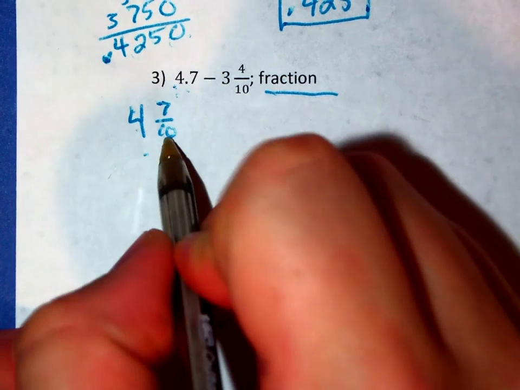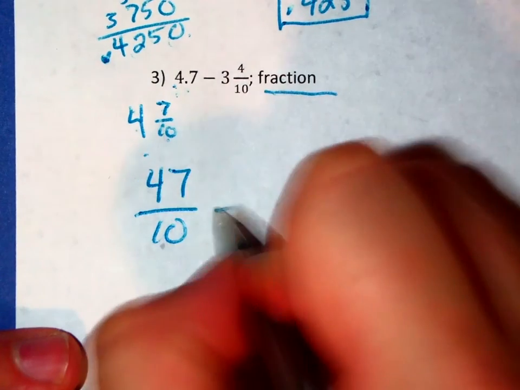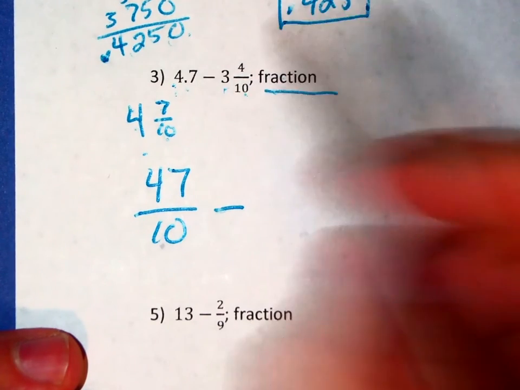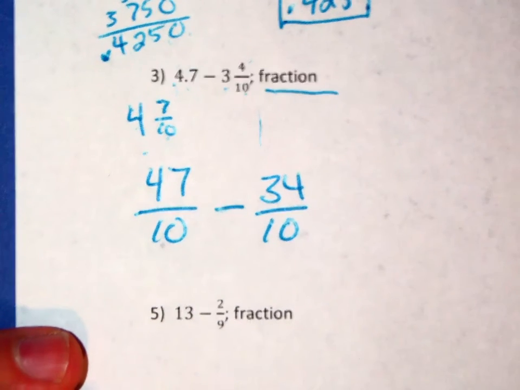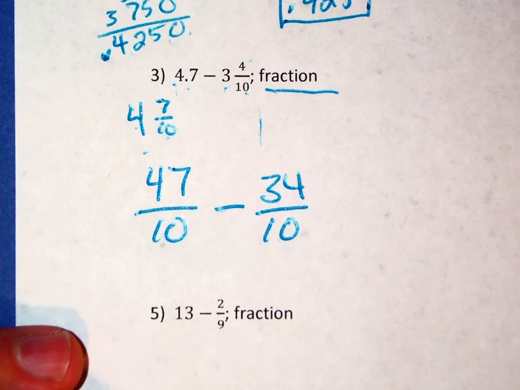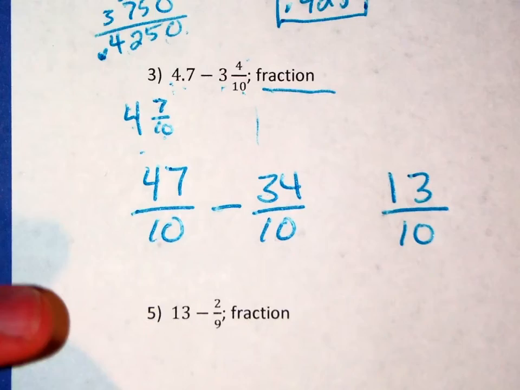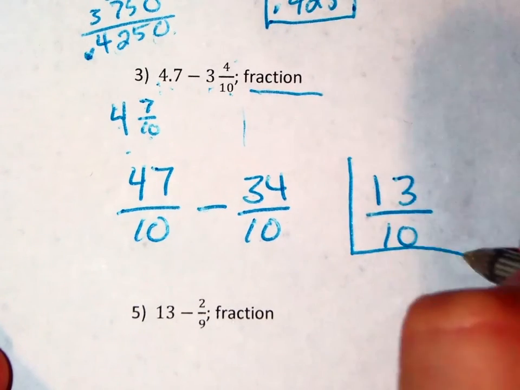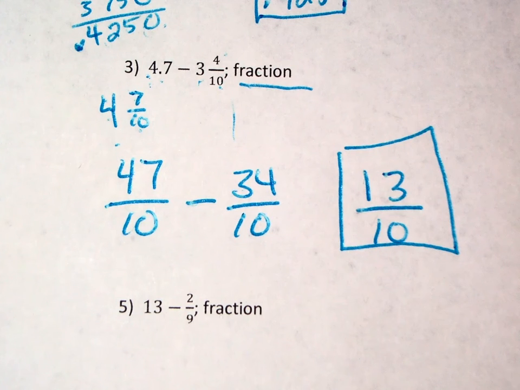So 4 times 10 is 40 plus 7 is 47 over 10, minus 3 times 10 is 30 plus 4 is 34 over 10. And in this case, we already have a common denominator, so all we have to do is subtract our two numerators. 47 minus 34 is 13 over 10. And so, if you remember to turn everything into an improper fraction, it's going to make your life much simpler when you're trying to solve and simplify fractions.